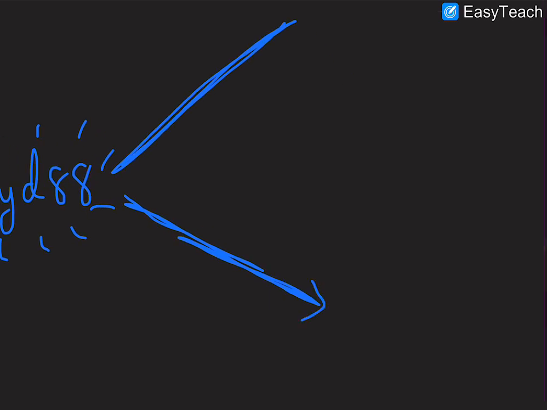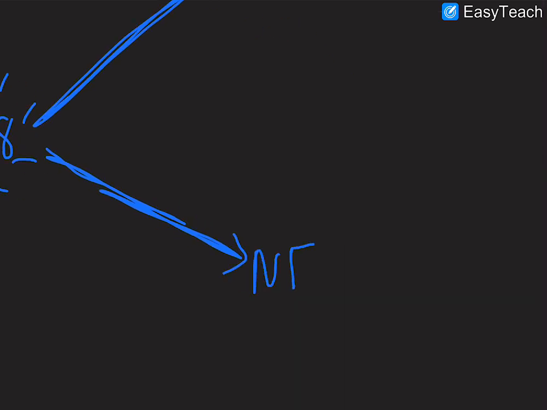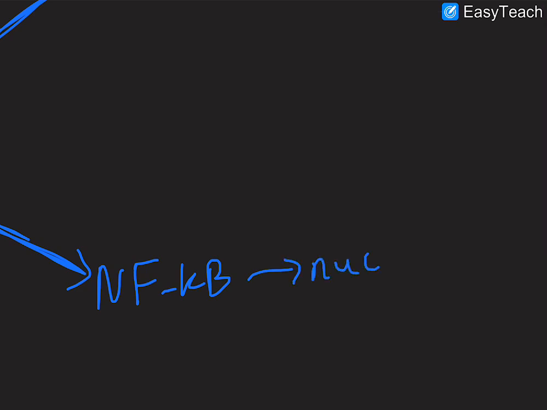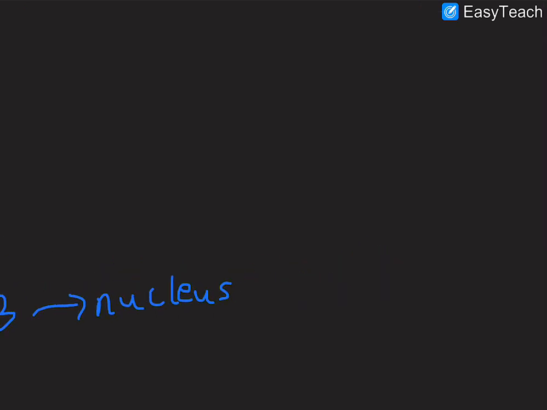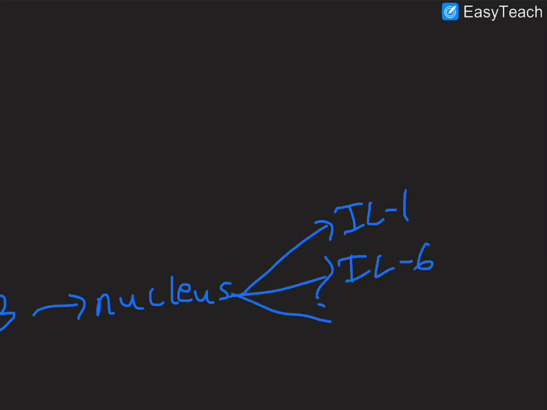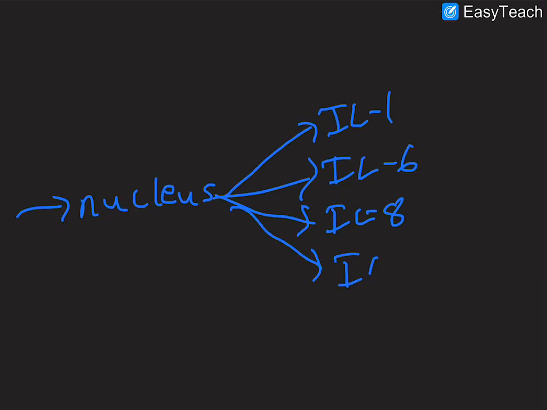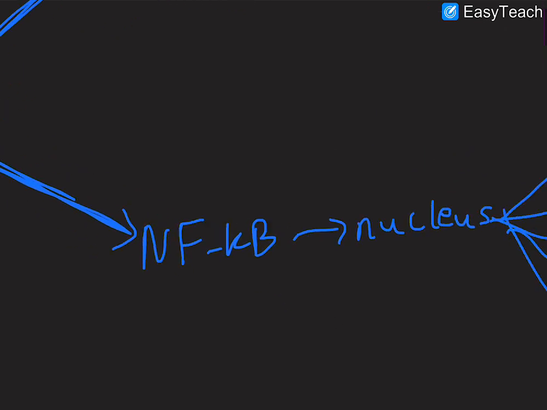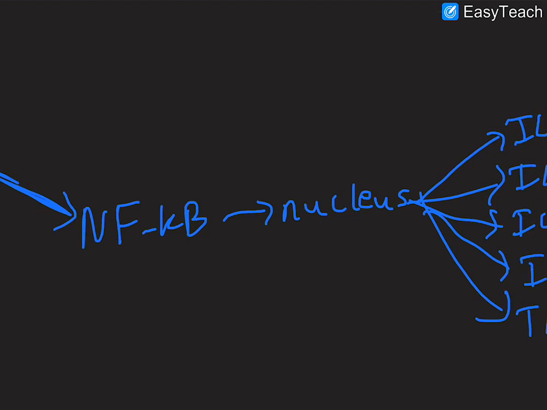One would be activation of nuclear factor kappa B, which we know would then go to your nucleus, increase gene expression, and lead to the production of many different cytokines like interleukin 1, interleukin 6, interleukin 8, interleukin 12, TNF alpha, and so on, right? So that pathway increases the production of cytokines.